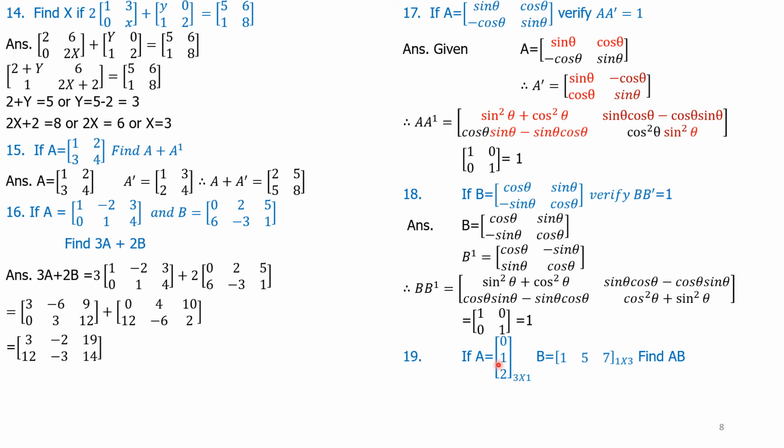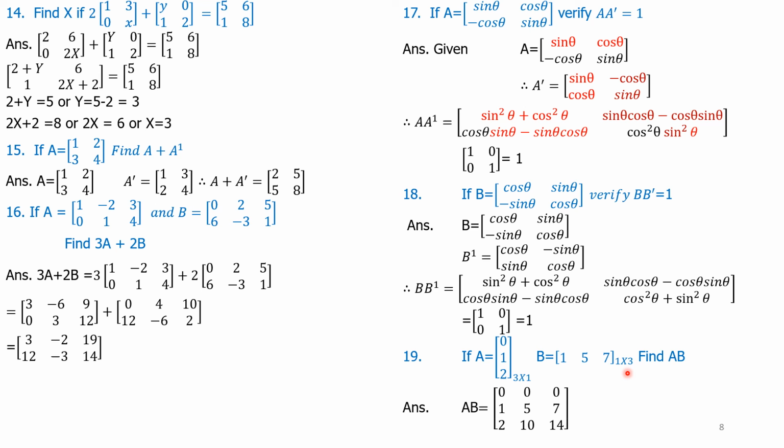Column is 1. And B is 1, 5, 7. It is given. Therefore, this is only one row but 3 columns. Here 1, 5 and 7 form the 3 elements of a row. Find AB. Now we have to multiply 3 by 1 into 1 by 3. Since 1 is common, we can do multiplication.